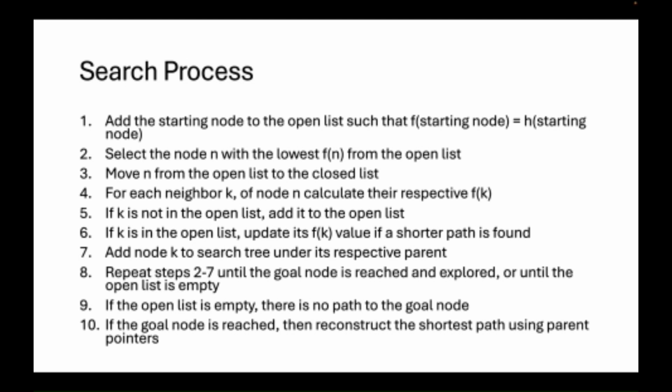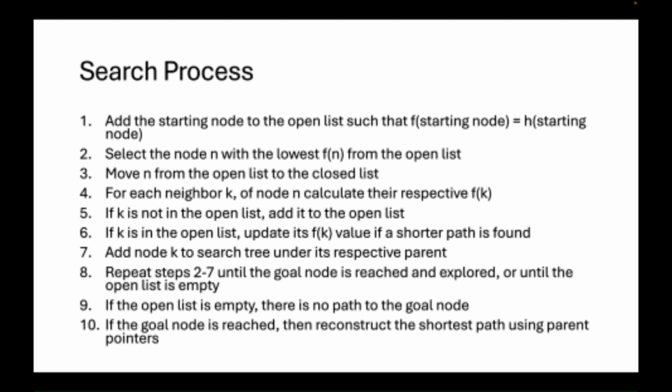If node k is not in the open list, we add it to the open list. If node k is in the open list, then we update its f of k value with the smaller value if it's found, which in this case just means that if we found a shorter path, that's basically what we're doing, updating it. Next, we add the node k to our search tree under its respective parent, just to keep track of everything. Then we repeat steps 2 to 7 until the goal node is reached and explored, or until the open list is empty and we haven't reached the goal node.